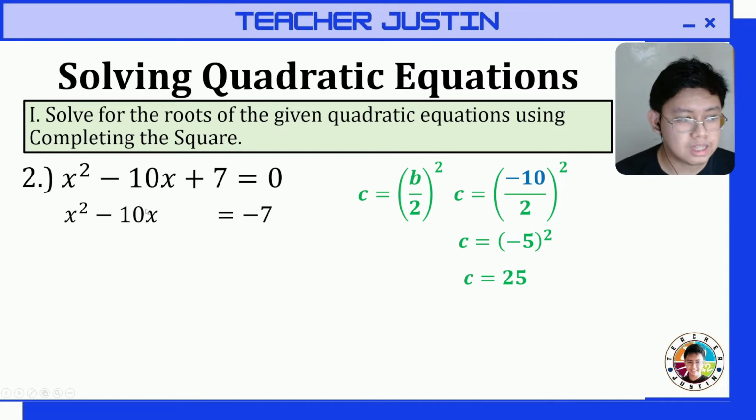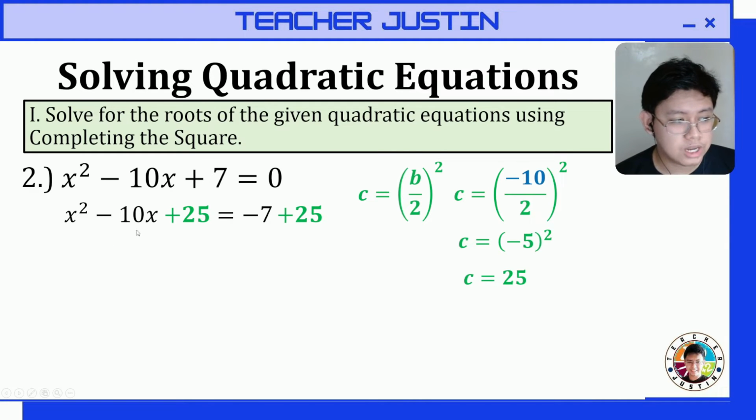Now, to complete this perfect square trinomial, we need to add 25. Remember, pag nag-add tayo ng value sa isang side, we will also add the same thing in the other side. So, mag-a-add tayo ng 25 sa kabila. Now, meron na tayong perfect square trinomial sa left side. So, ang gagawin natin dyan, we have to apply factoring. So, we can apply factoring perfect square trinomial.